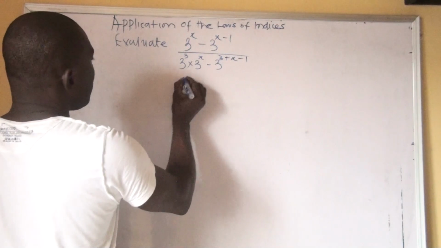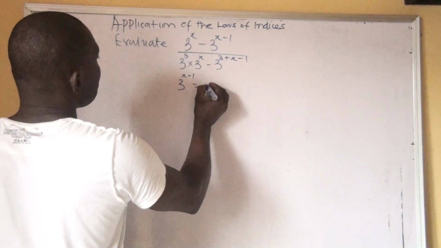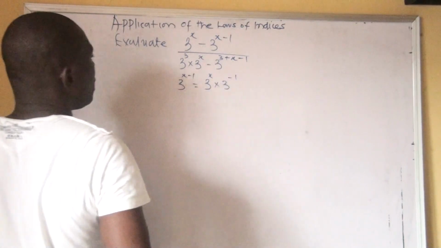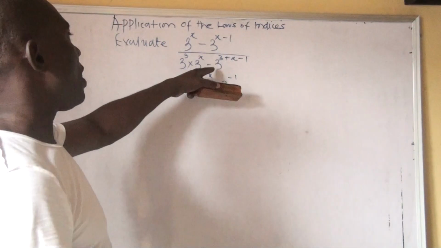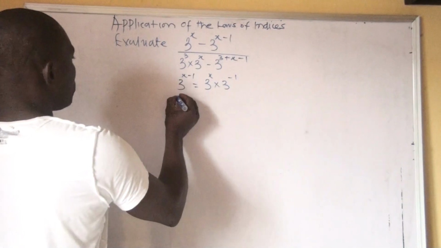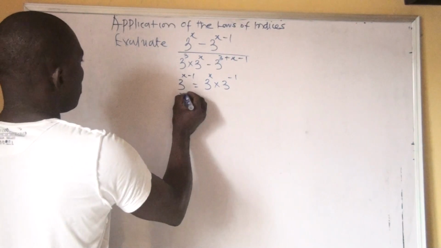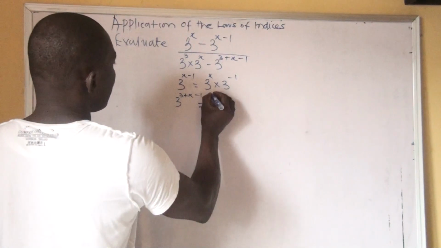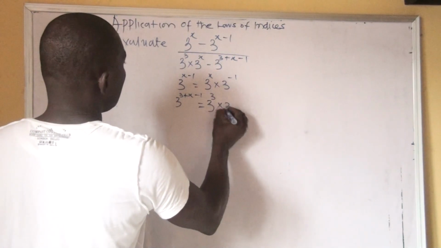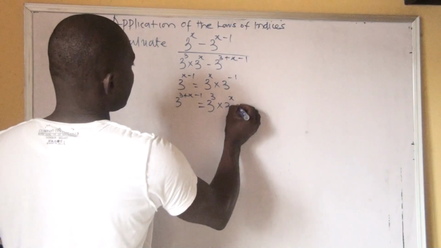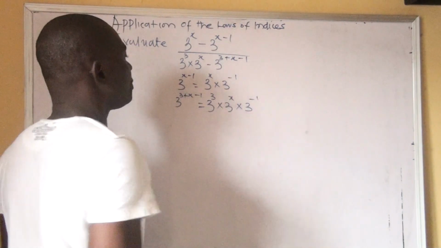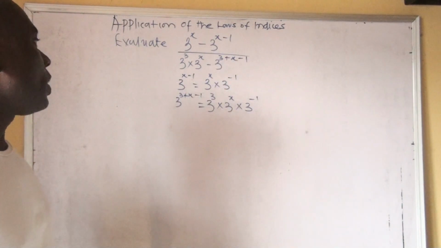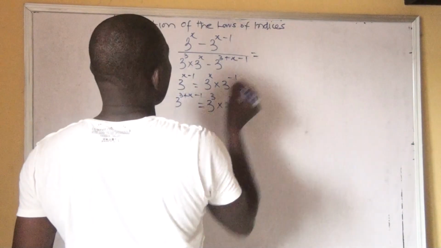Similarly, we can say 3 raised to power x minus 1 is the same thing as 3 raised to power x times 3 raised to power minus 1. Then if you look at the denominator, 3 raised to power 3 plus x minus 1 can also be written as 3 raised to power 3 times 3 raised to power x times 3 raised to power minus 1. So that is what is obtainable.